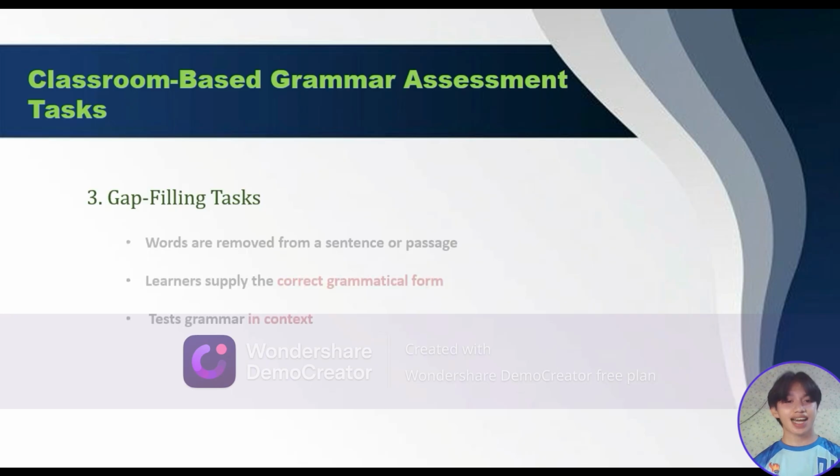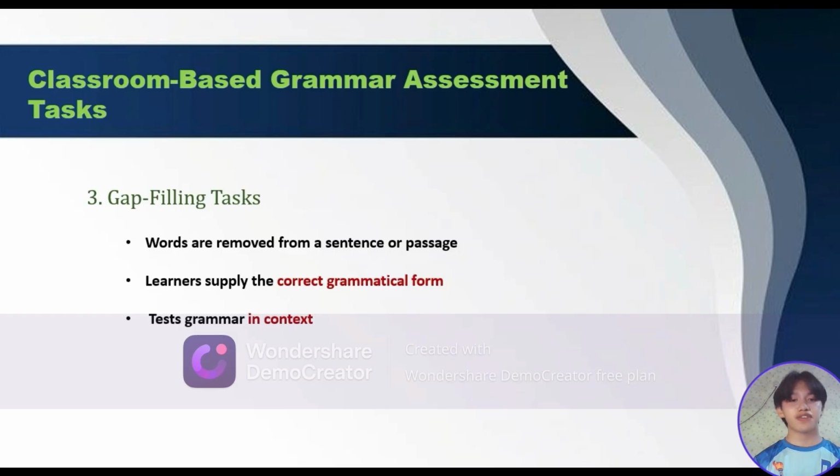Next, we have the gap filling task. A gap filling task removes certain words from a sentence or passage. Learners must supply the correct grammar form based on the context. These tasks are effective because they test grammar in a meaningful sentence. For example, yesterday we blank the museum. Learners must recognize that the correct verb form is visited.